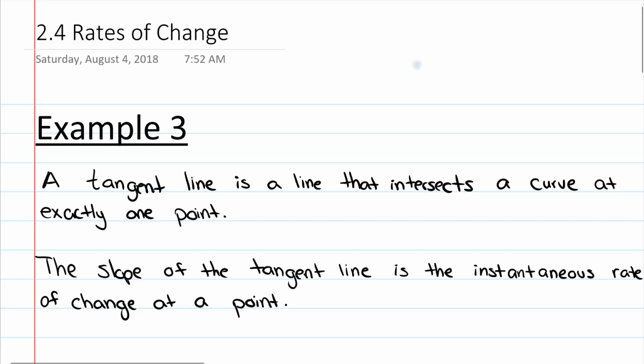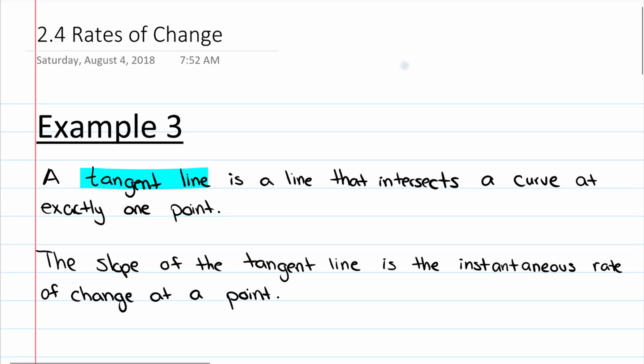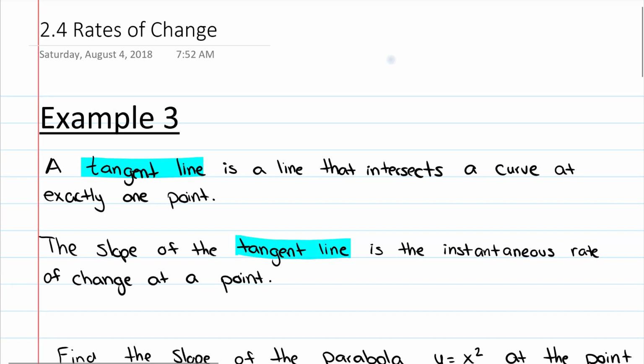2.4 Example 3. Before we actually get into solving Example 3, I first want to talk about the definition of a tangent line. A tangent line is a line that intersects a curve at exactly one point. This means it's going to touch the graph at just one point and then never touch it again. The difference between a secant line and a tangent line is a secant line goes through 2 points on a graph. The slope of a tangent line is the instantaneous rate of change at a point.